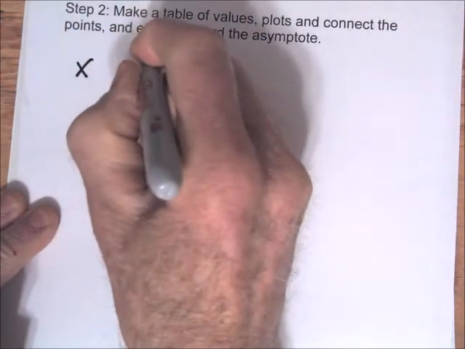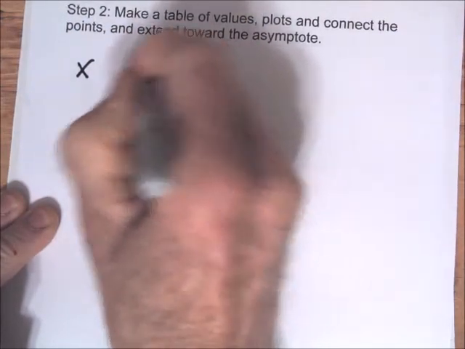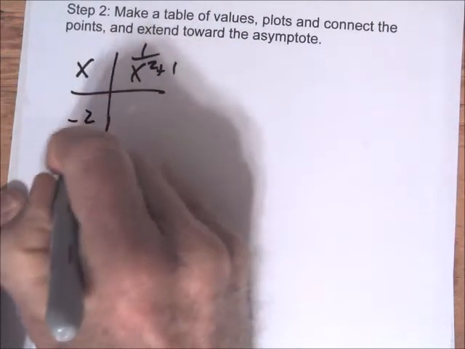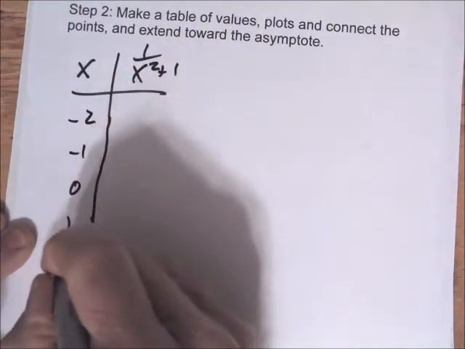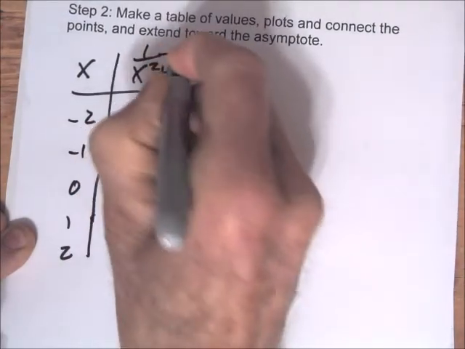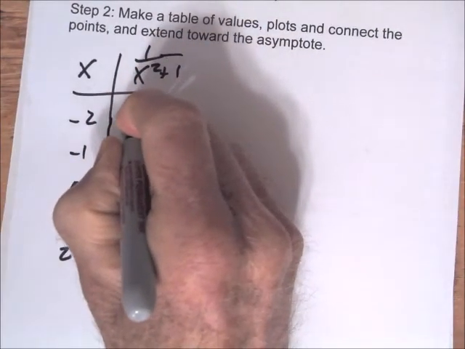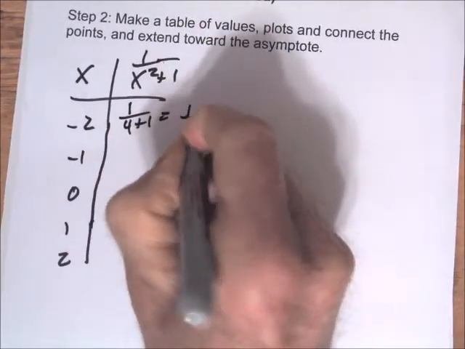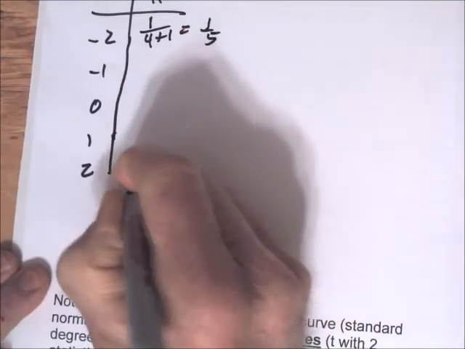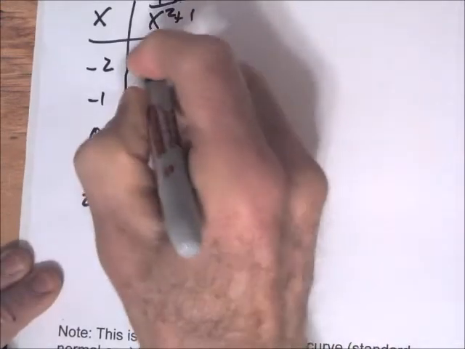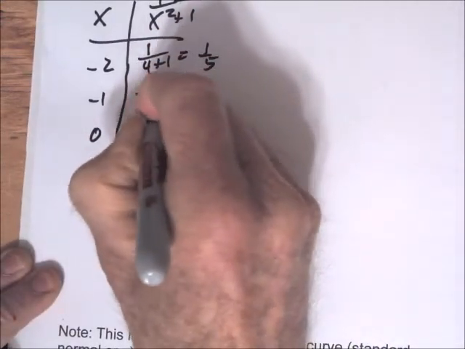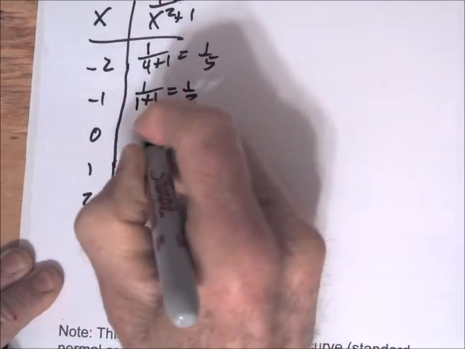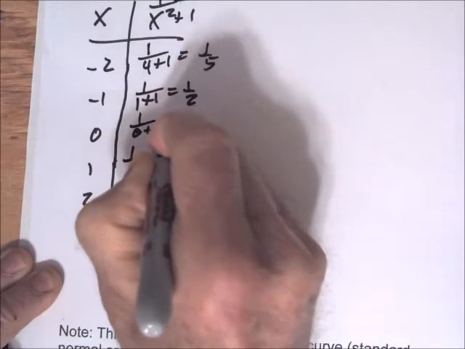We have 1 over x squared plus 1. Let's say negative 2, negative 1, 0, 1. This is another even function, actually. If we put in negative 2 here, we have 1 over 4 plus 1, or 1/5. And positive 2 will be the same thing, 1/5. If we put in negative 1, we have 1 over 1 plus 1, or 1/2. Same with positive 1, it's going to be 1/2. Put in 0, 1 over 0 plus 1, it's going to be 1.